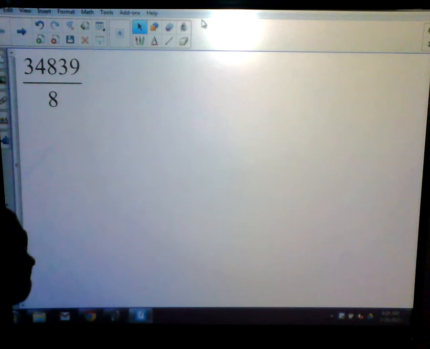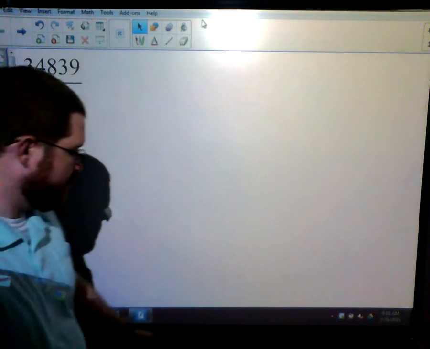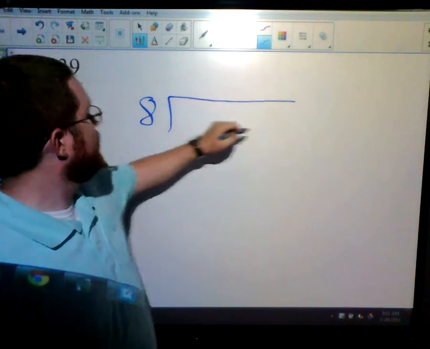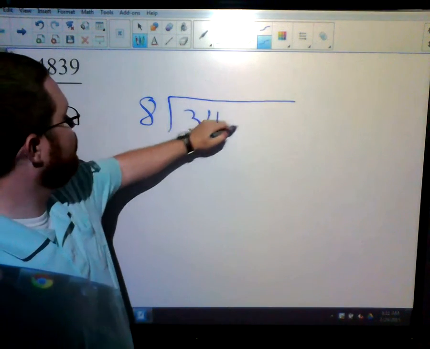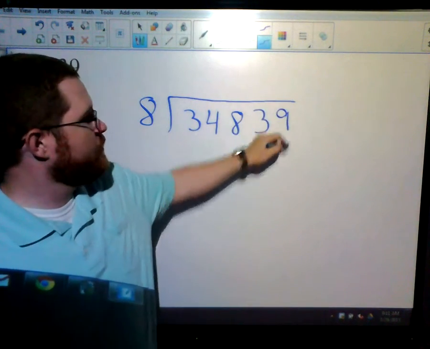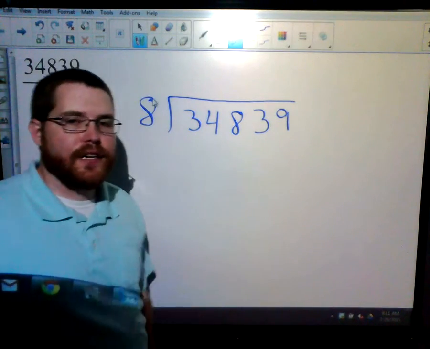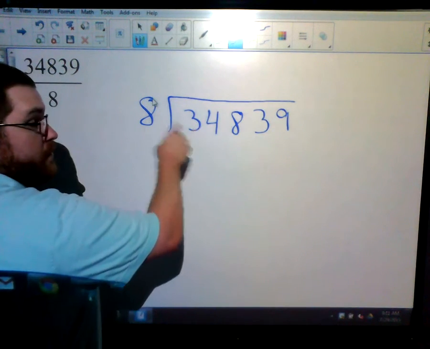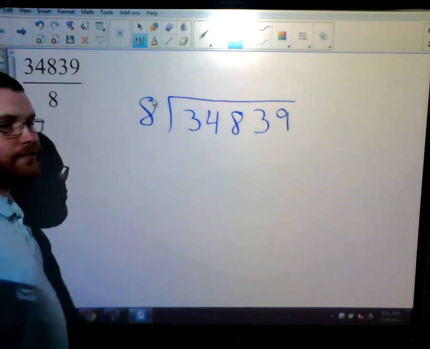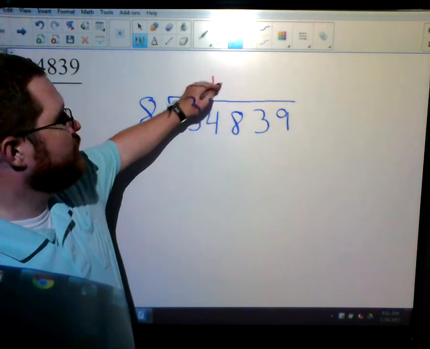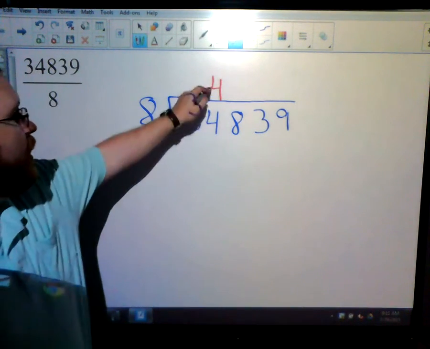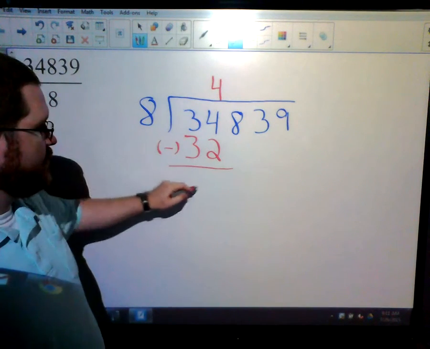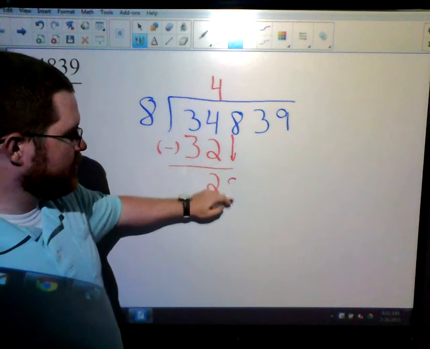Let's start off with a third grade problem, long division, because the steps are the same. The bottom number goes outside, the top number goes inside. So here's the process. We divide first. How many times will 8 go into 3? None. So how many times will 8 go into 34? 4. So we divide, and then we multiply, and then we subtract, and then we bring down the next number.